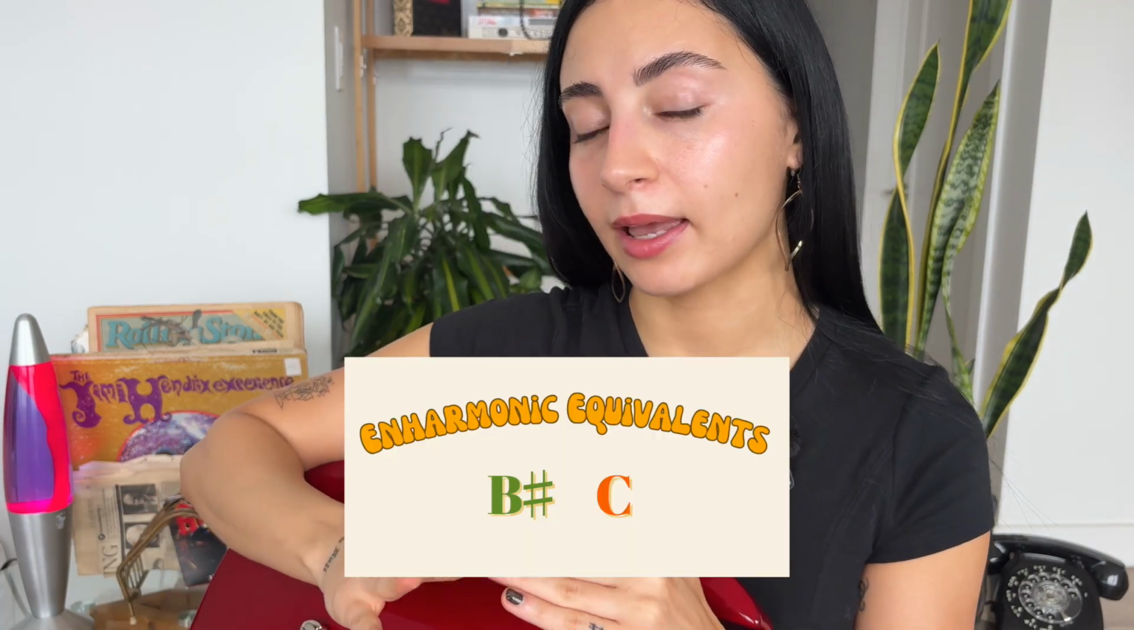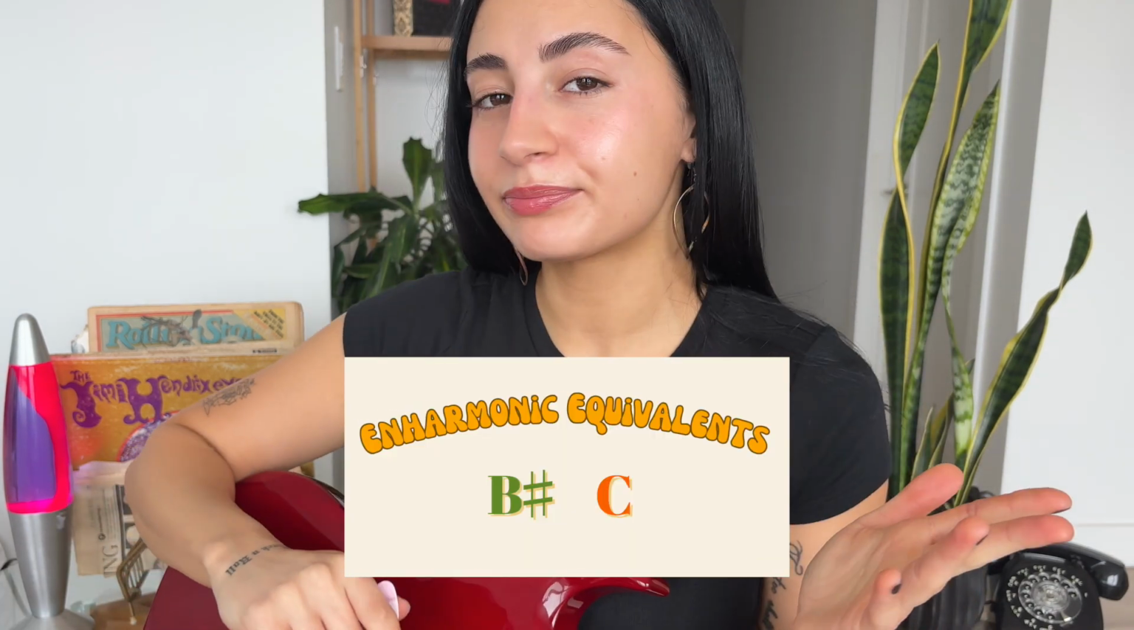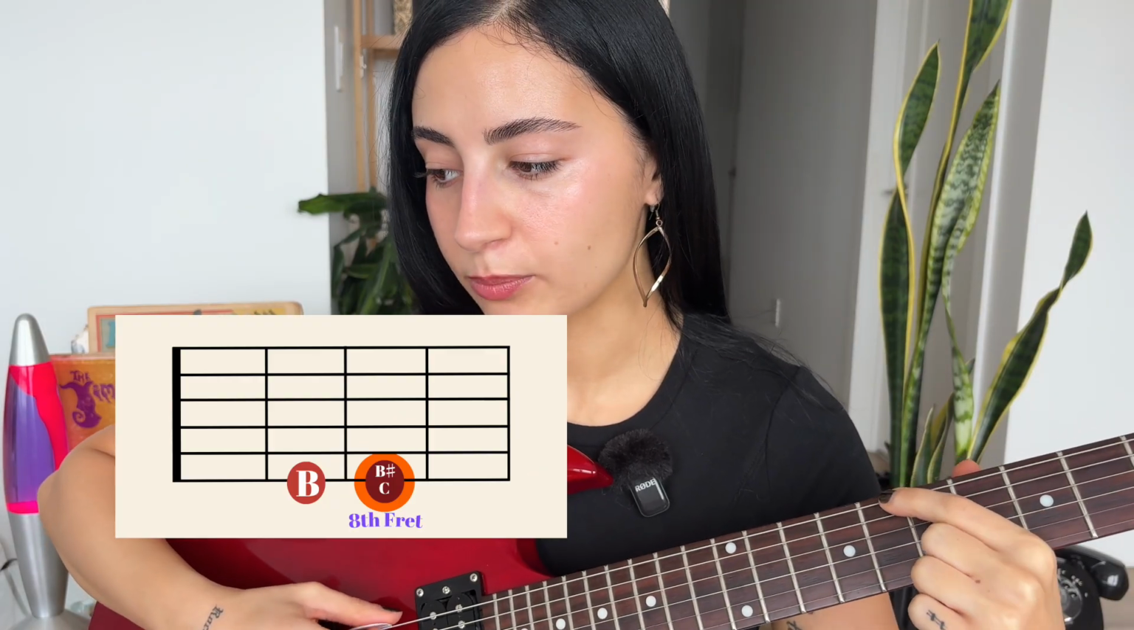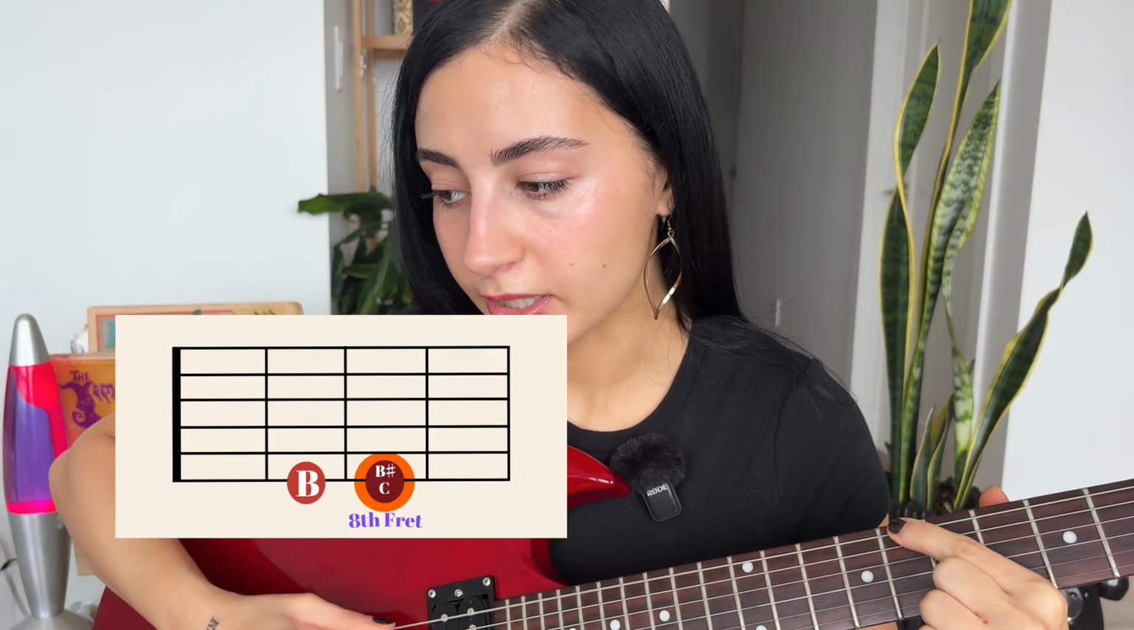Another example of an enharmonic equivalent would be the notes B sharp and C. They are separate notes, but they share the same pitch. This is the B note, so B sharp is right there, and this is the C note.